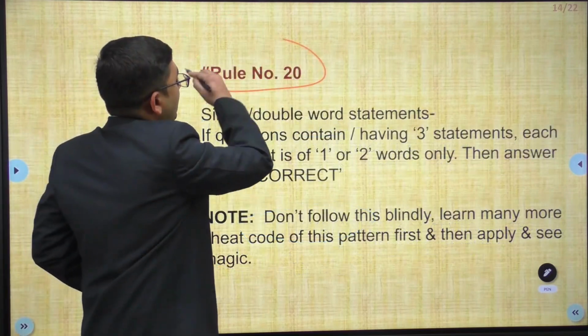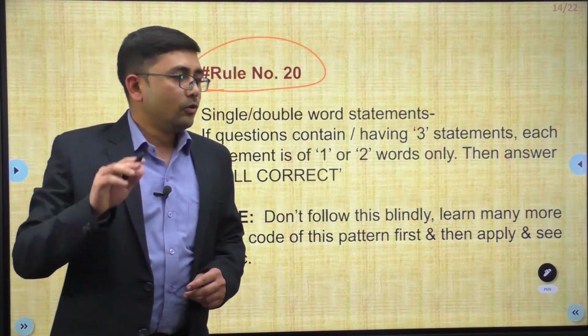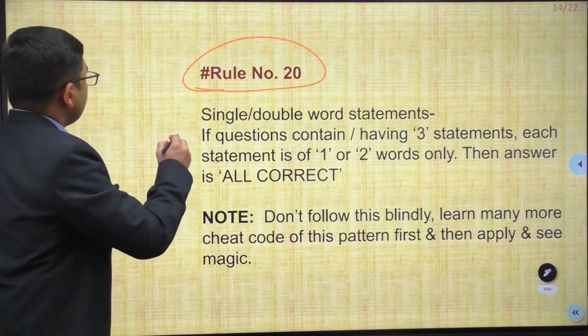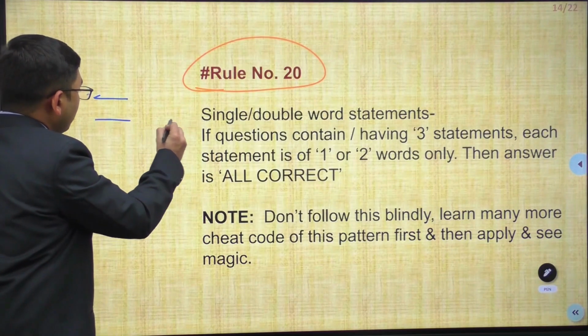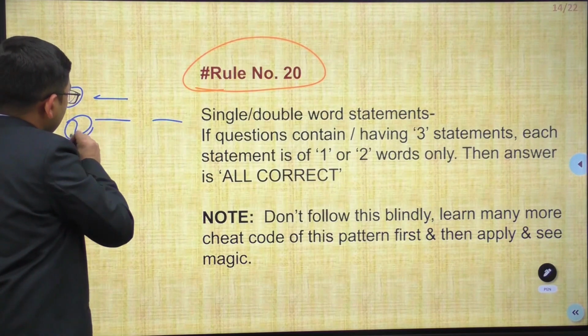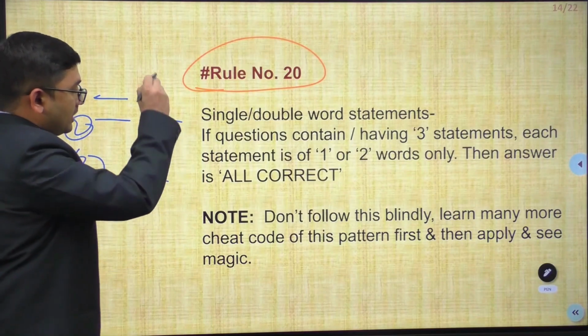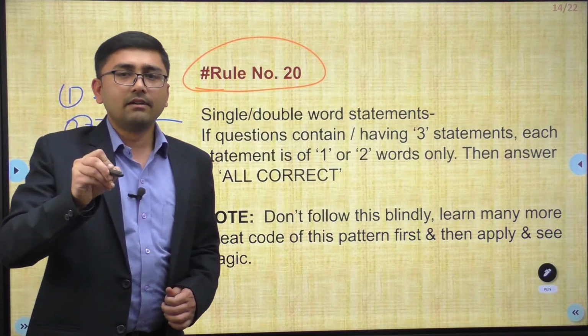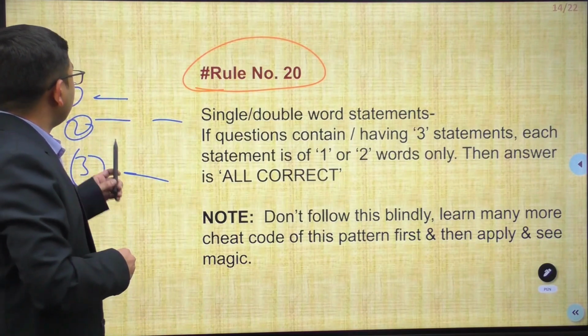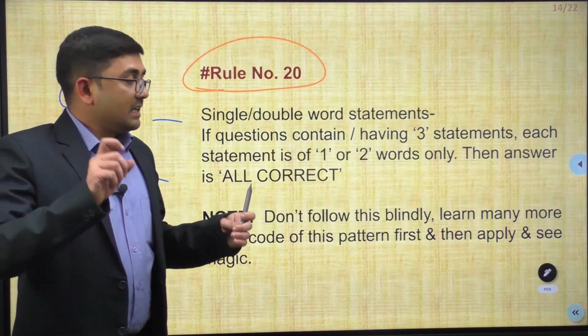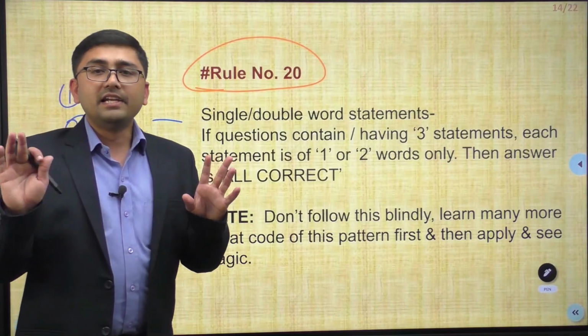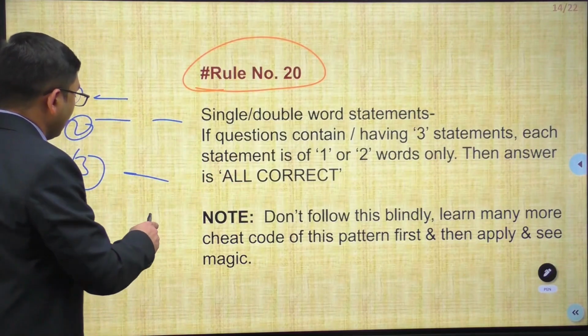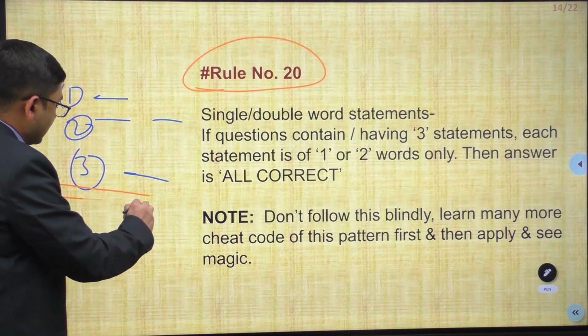Rule number 20. What does rule number 20 say? Rule number 20 says that if there is a single word or double word in your statement, then that single or double word statement will be right. This rule will be applicable till 3 statements.